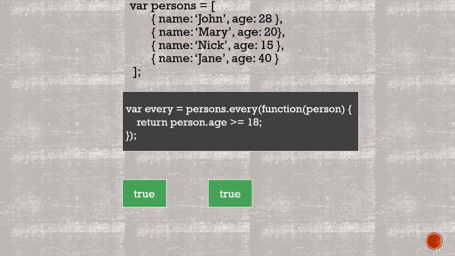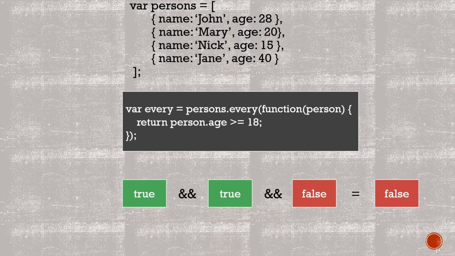After that, the function is executed for the third object, Nick. His age is 15, so the condition is false and we get a false value. As soon as we get a false value, every helper terminates iteration and we get the final value as false. You can imagine that every helper uses the logical AND operator, and you know that in case of the AND operator, if all conditions are true, we get true finally. But if at least one of the conditions is false, then we get a false value. The exact same happens in case of every helper.